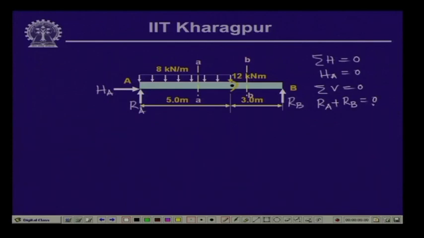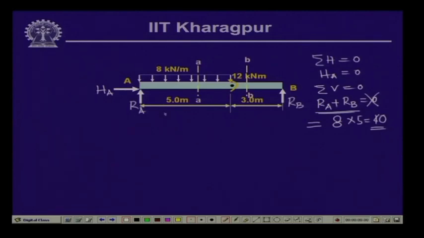Sorry, this is not equal to 0, because here we have the load which is uniformly distributed. So, this is not 0. This is equal to 8 kilonewton per meter multiplied by the length 5 meter. So, 8 into 5, 40 kilonewton is the value of R A plus R B. Now, we need another equation for evaluating these two unknown quantities R A and R B.